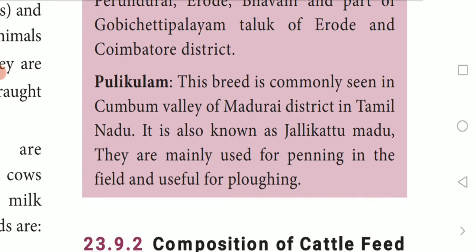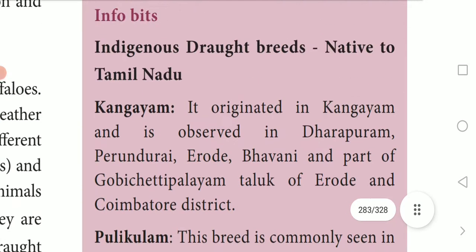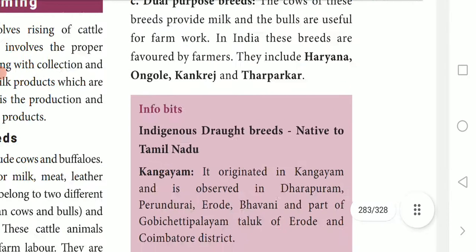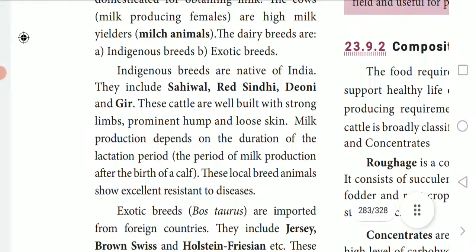Then Pulikulam. This breed is commonly seen in the Cumbum Valley of Madurai district in Tamil Nadu. It is also known as Jallikattu Madu. They are mainly used for penning in the field and are useful for plowing. So this is the information about indigenous drought breeds, native to Tamil Nadu.